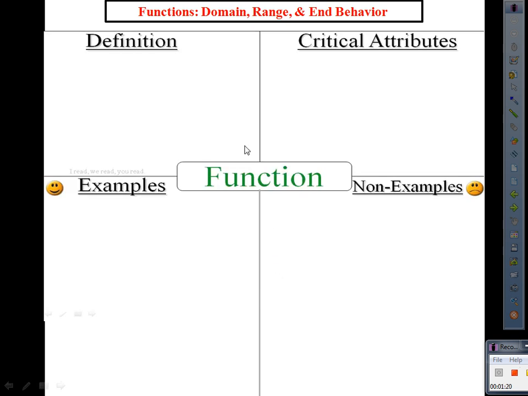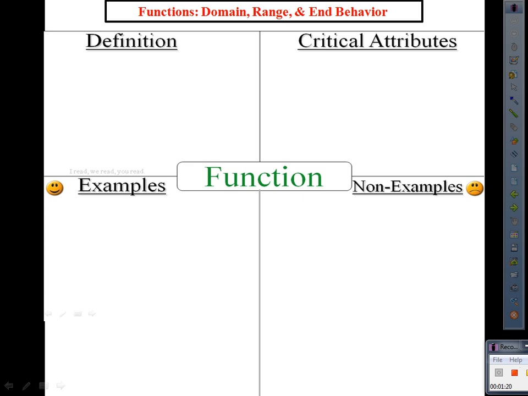So, functions. Think about it without looking at your notes. What are functions? Don't say it out loud. In your own words, what are functions? Tell your neighbor, please.